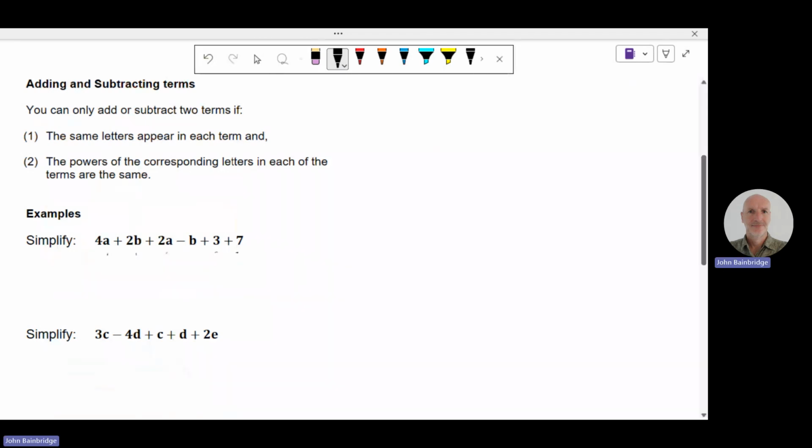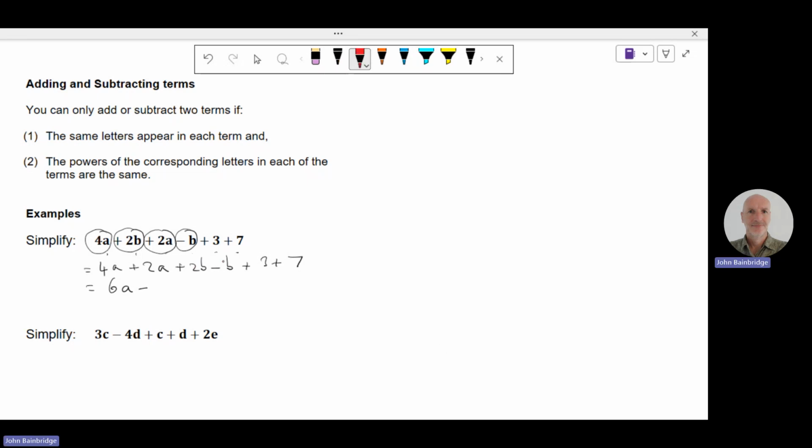So here in this first one, we've got 4a plus 2b, and six terms. I'm going to arrange them so that you can see some of them have the same letters. So the two A's, the ones with A's in, are close to each other. And then the B's, we've got a 2b there and a minus b there, and then we've got the two numbers. So I've just rearranged it.